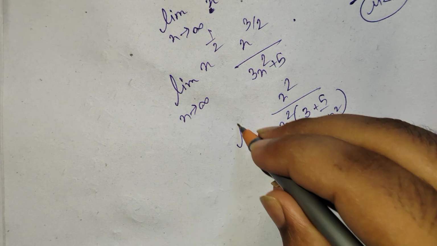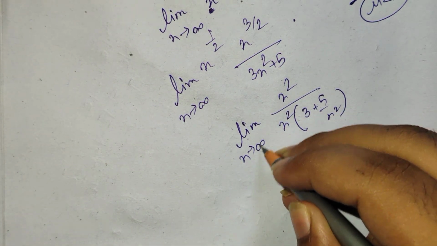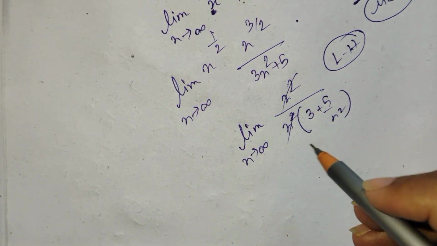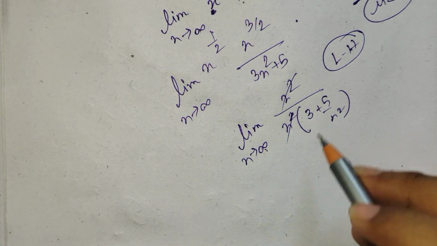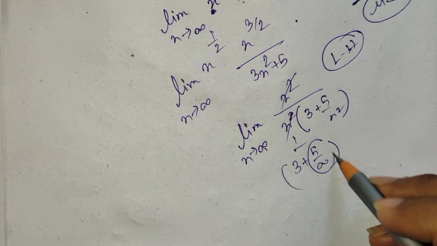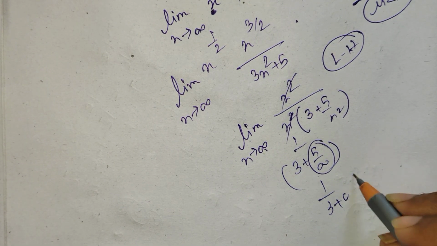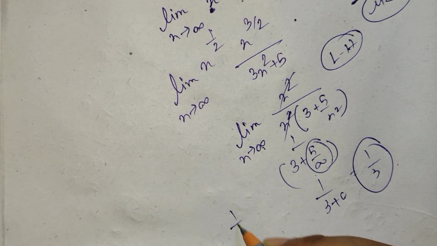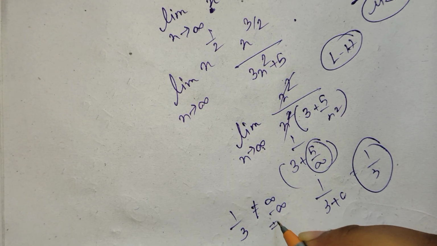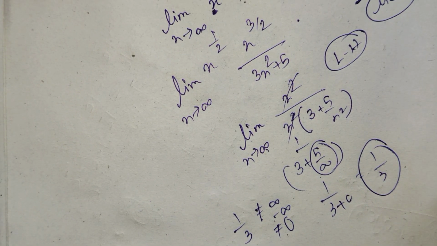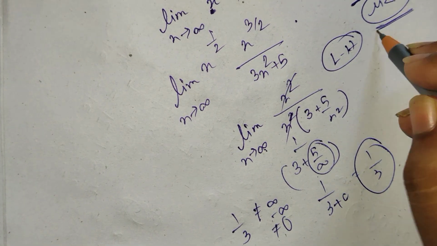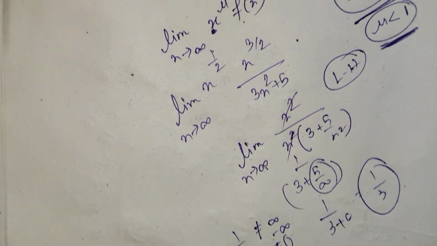Hopefully it is visible. Now limit x tending to infinity. You can use L'Hospital's rule also, it depends on your mood. I am using this, however it depends on my mood. If we put infinity, then you will get 1 by 3 plus 5 by infinity, which is nothing but 0. So 1 by 3 plus 0, which is 1 by 3, and 1 by 3 is not equal to infinity, or minus infinity, not even equal to 0. So in that case, what is happening, still it is not converging, because of mu less than 1.